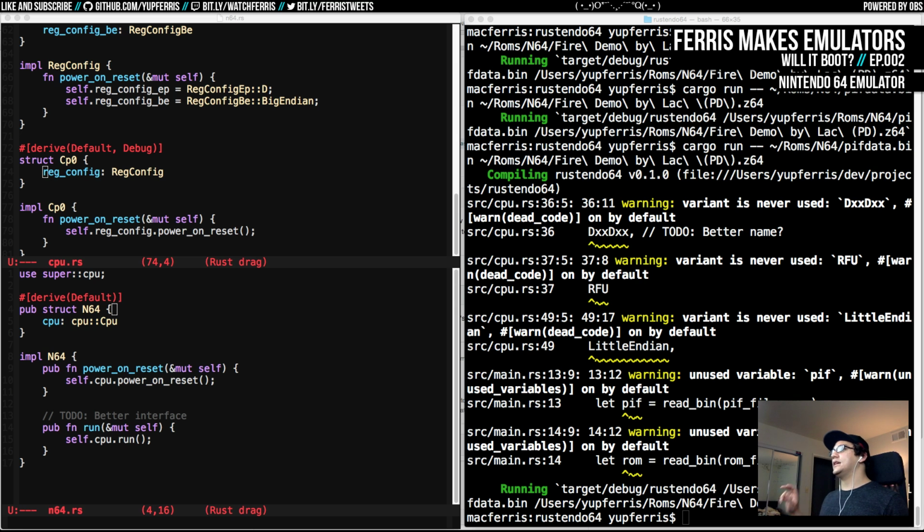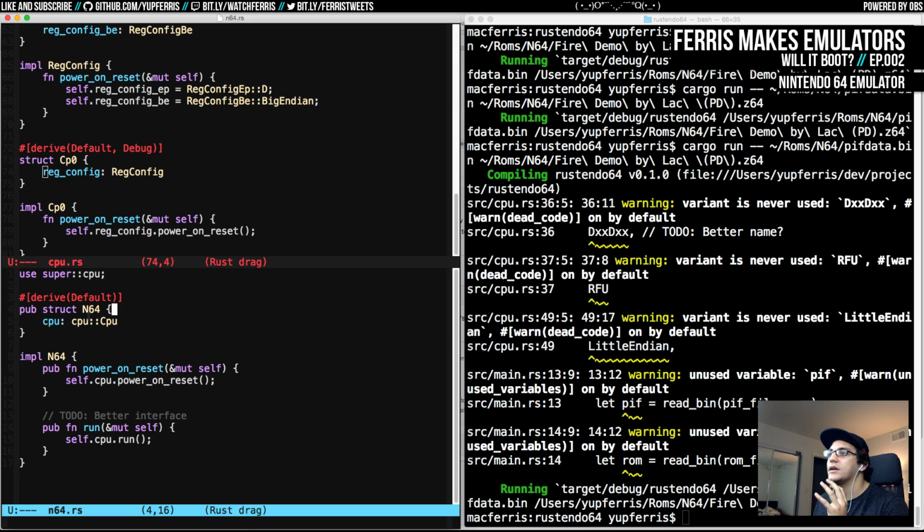Yeah. So what I'm thinking is that the CPU, because it needs to read and write stuff, needs to know about the memory. So you're going to have a reference from the CPU object to some kind of memory object. Now, before when I've done emulators, I have this N64 struct here, and I've made that like the whole system. So you would read and write bytes to the N64. So like this object was the system bus.